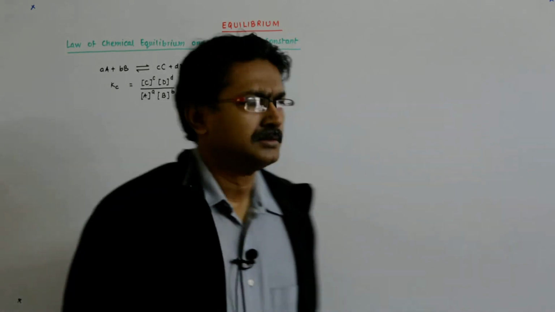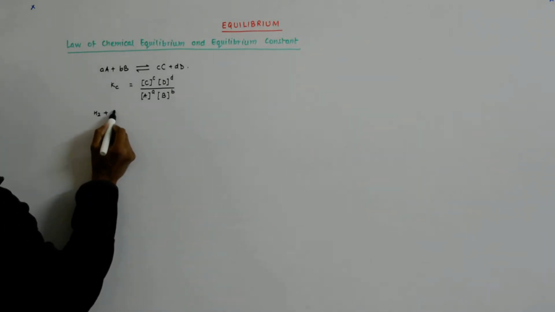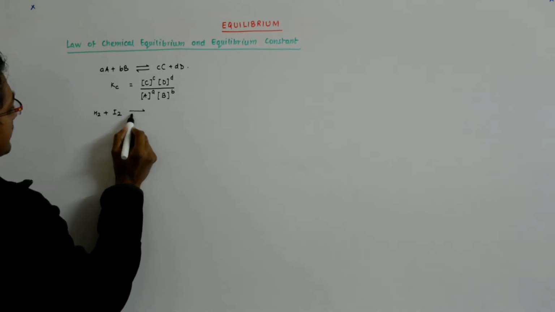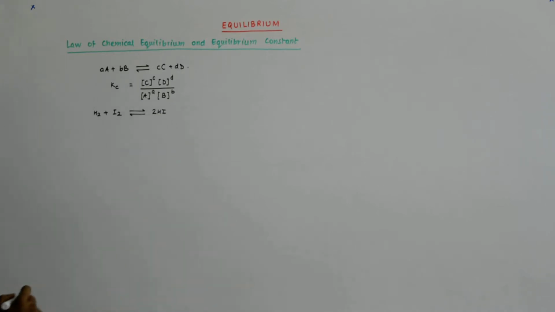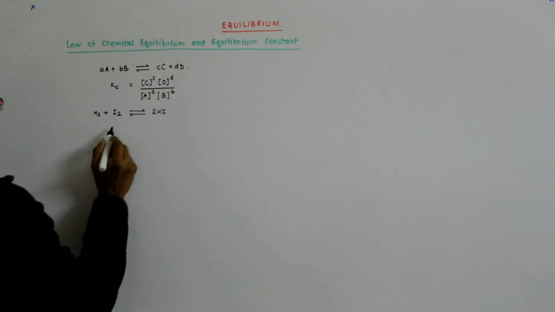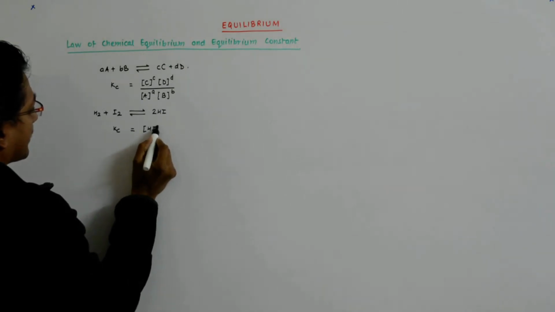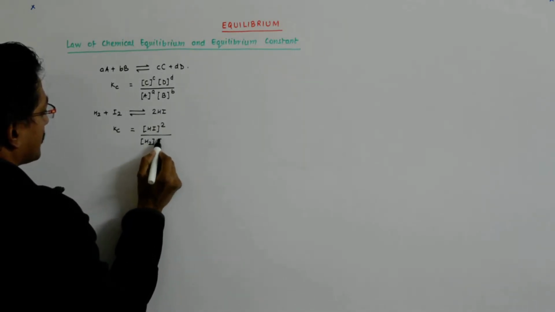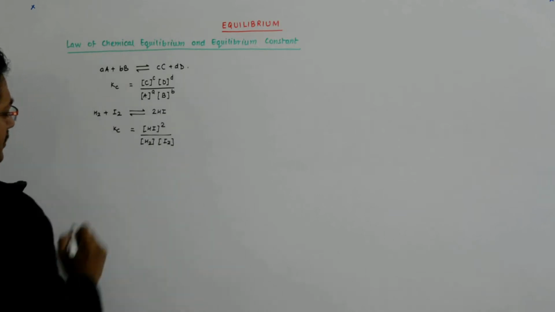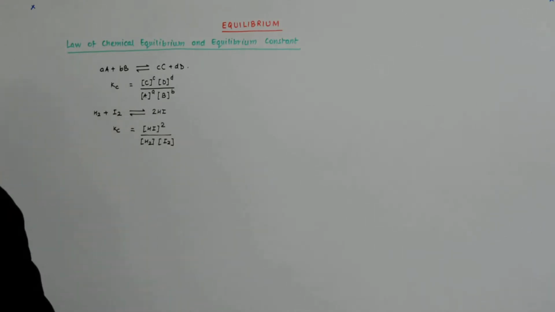Okay. So for a reaction like this, after it is balanced, we get Kc as [HI] whole square divided by the concentration of H2 multiplied by the concentration of I2. Fine. What if the reaction becomes the reverse of what it is?